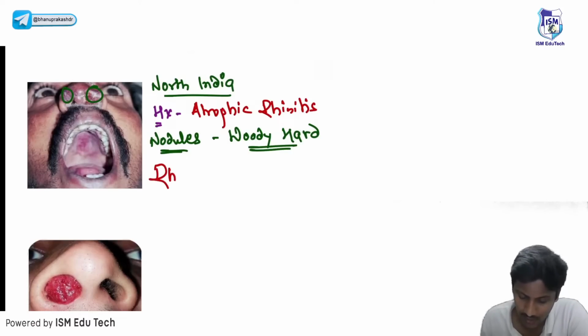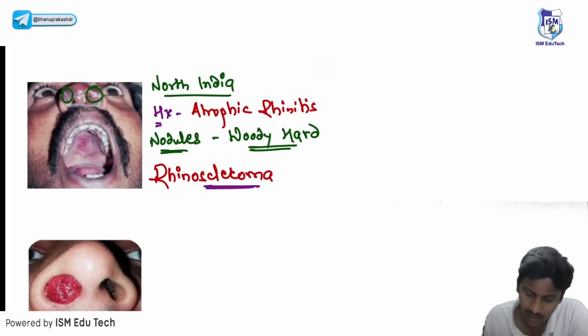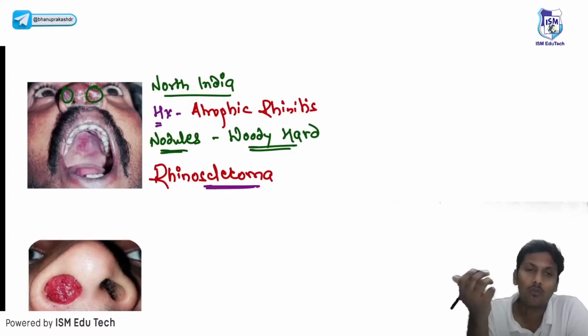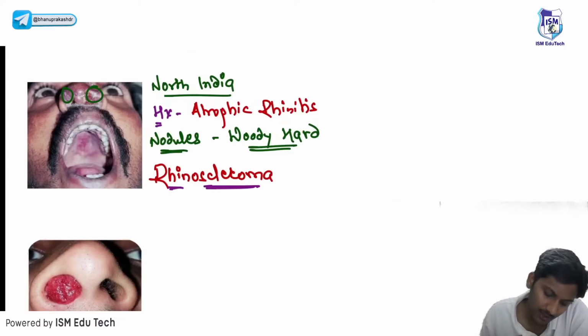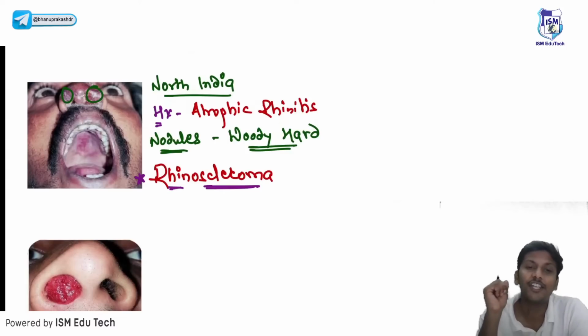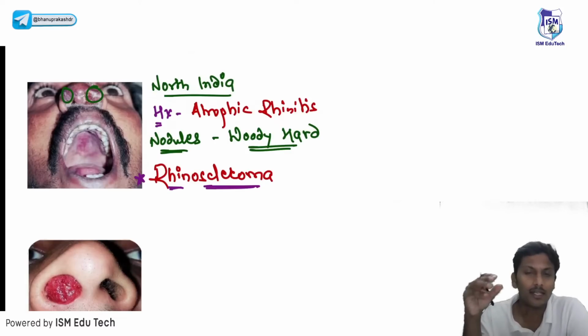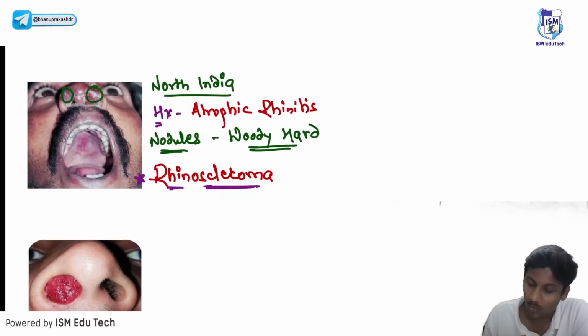The diagnosis in this condition is a case known as rhinoscleroma. Now by the name itself we can understand. Scleroma is nothing but sclerosis or fibrosis of the nose, due to which the nose becomes woody hard. Therefore this is also known as woody nose. Rhinoscleroma can also be called woody nose as well. That's the important thing. What is the cause?